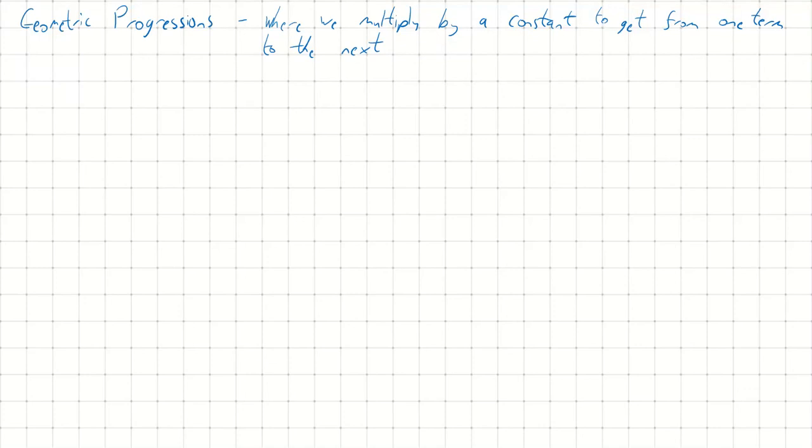In this video we're going to look at geometric progressions. Well, these are just sequences where to get from one term to the next we are going to multiply by a constant each time. So for example, here's a sequence: 5, 10, 20, 40, 80.